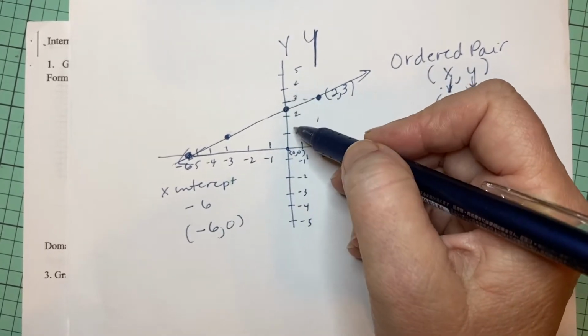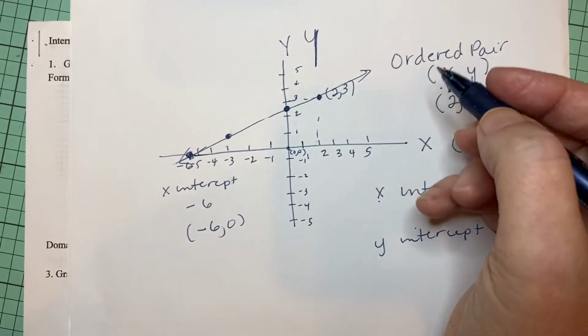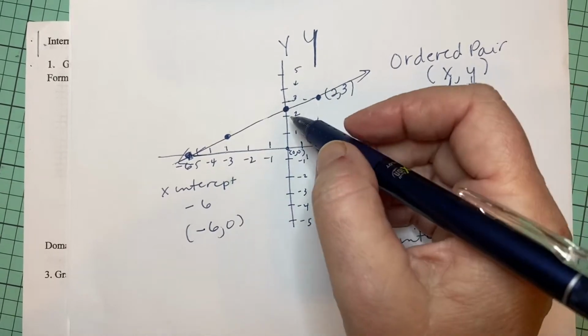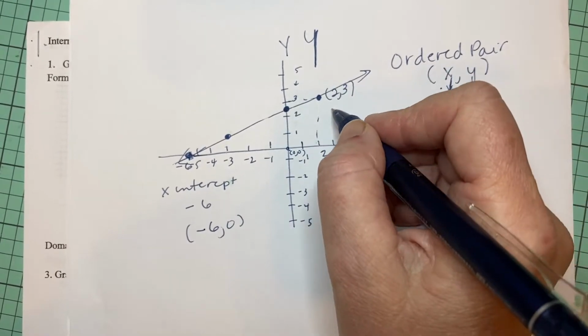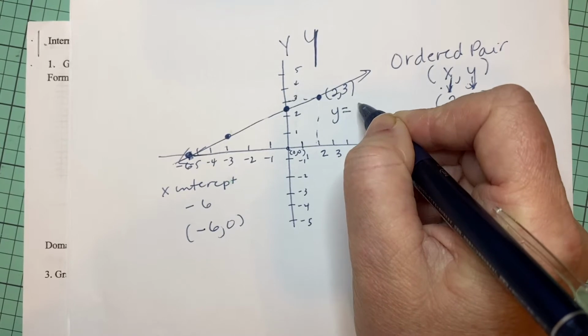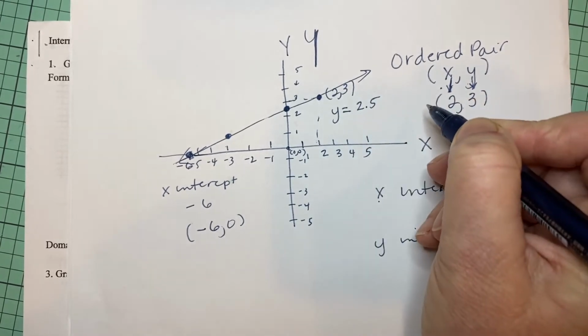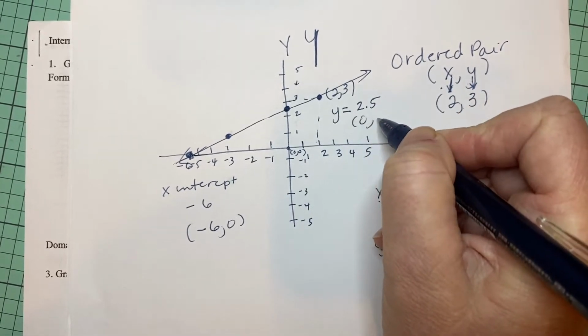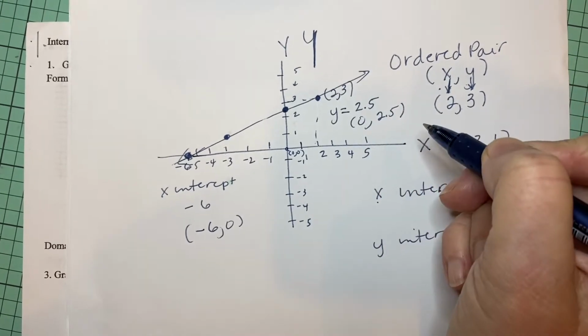And we're just estimating here because I just did a little sketch. You won't have any fractions on your worksheet. But here, the y-intercept is y equals, let's say that's 2.5. And the point for that would be 0, 2.5.